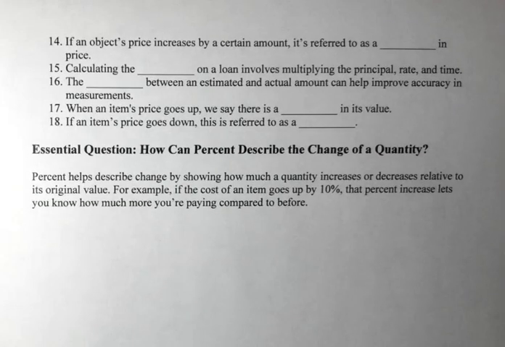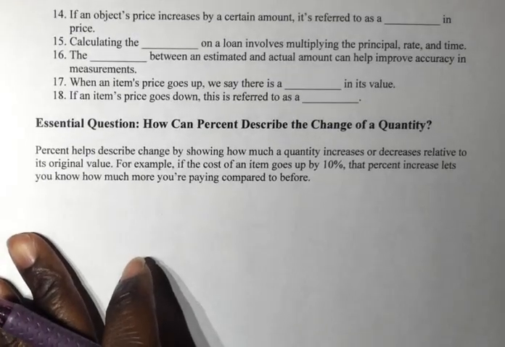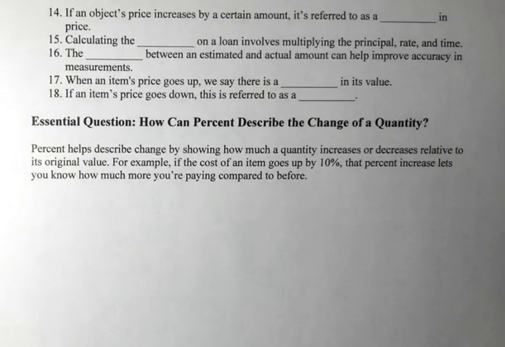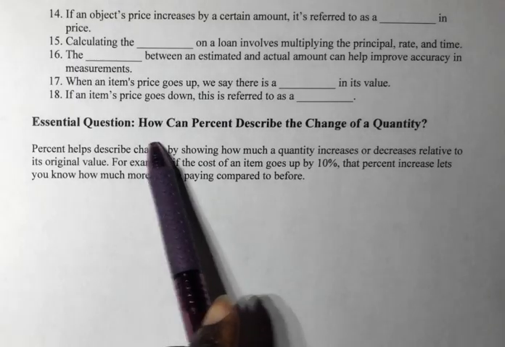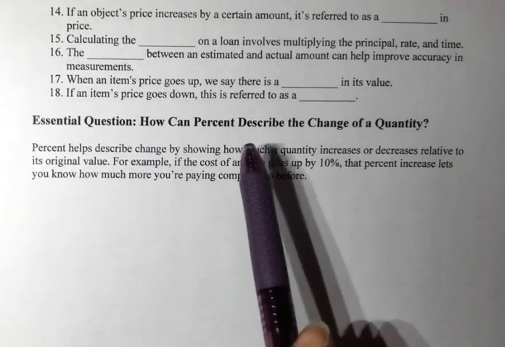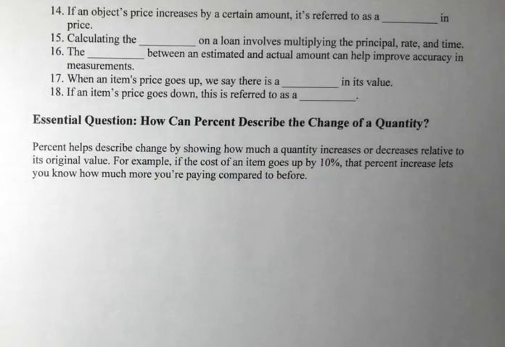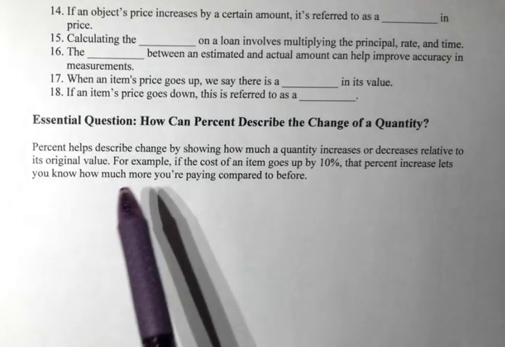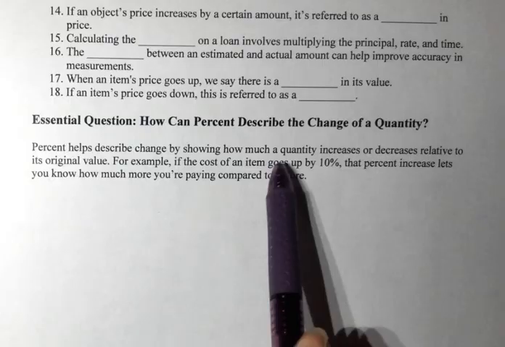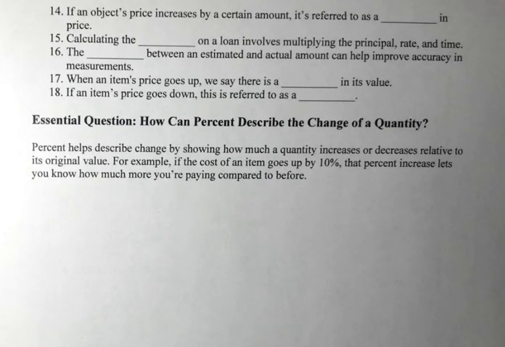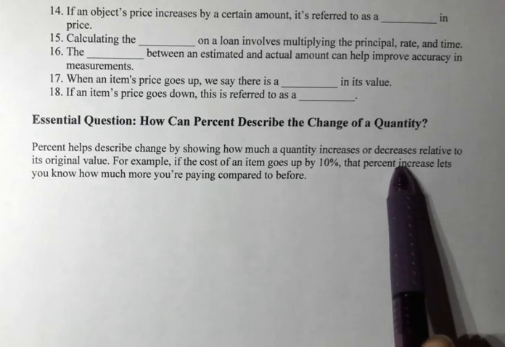All right. So at the beginning of the lesson, the module talks about what our essential question is. And so this is basically the main reason that we wanted to learn about percent change. So the question was, how can percent describe the change of a quantity? Well, in this module, we learned that it helps us because we can see how a quantity increases or decreases, relative to its original value.